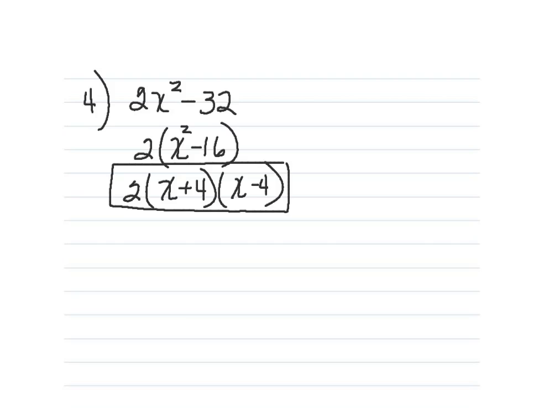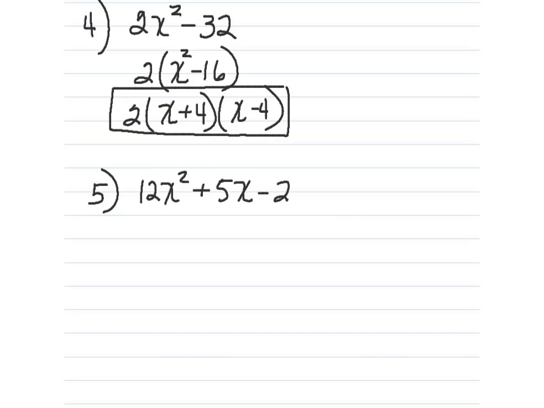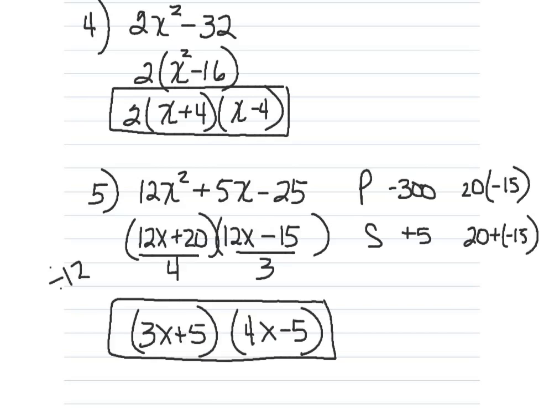Number 5, on your own, 12x squared plus 5x minus 25. Go ahead and factor this trinomial, and when you're done, hit play so that you can check your answer. Okay, the answer is 3x plus 5 times 4x minus 5, and that is completely factored.